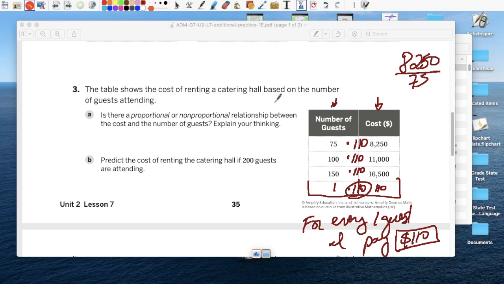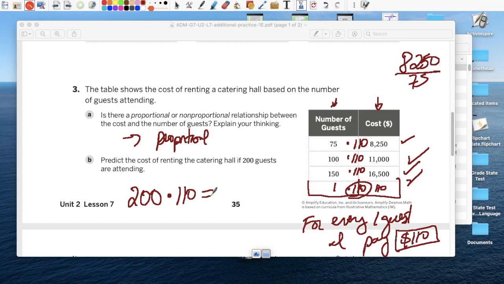Multiply everything. Let's try 150 times 110. Does that work? It works here, it works here, it works here, and obviously it works here. So is this proportional? Yeah. You can add all this stuff that I'm doing here. Predict the cost of renting the catering hall if 200 guests come. Well, that's easy. If 200 people come, I know how much it is per person. It's $110. So 200 times 110 equals $22,000.